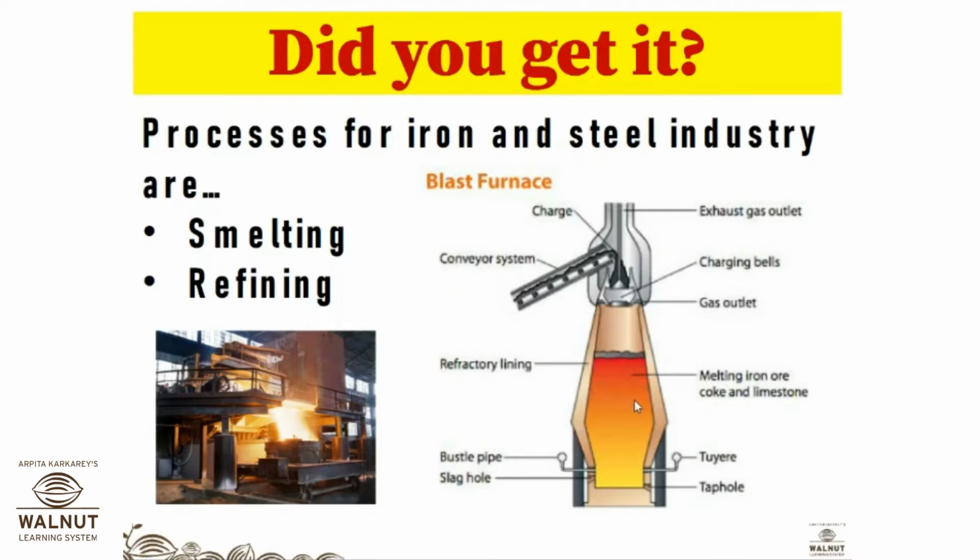Here you see, this is the red part because it is very hot inside, because you are actually putting it on coal energy. This is the melting of iron ore, coke, and limestone. What you get from the slag hole are the impurities. The impurities come out from the slag hole, and what remains is the purified form of iron. Is this clear to everyone? Yes. So you have two processes, smelting and refining. Refining means getting the purified form of iron and then making it into steel. These are the two processes that go into it.